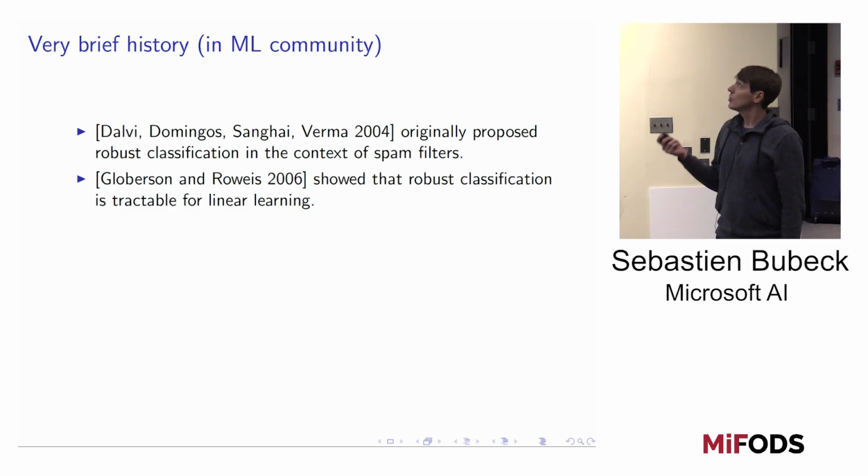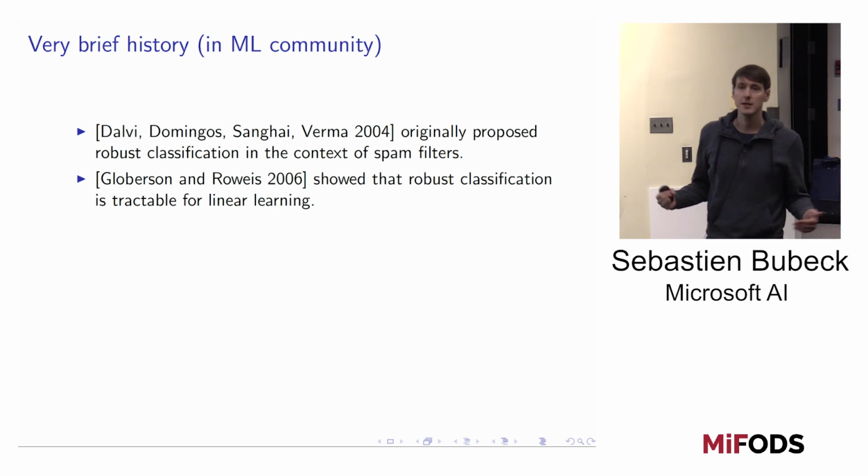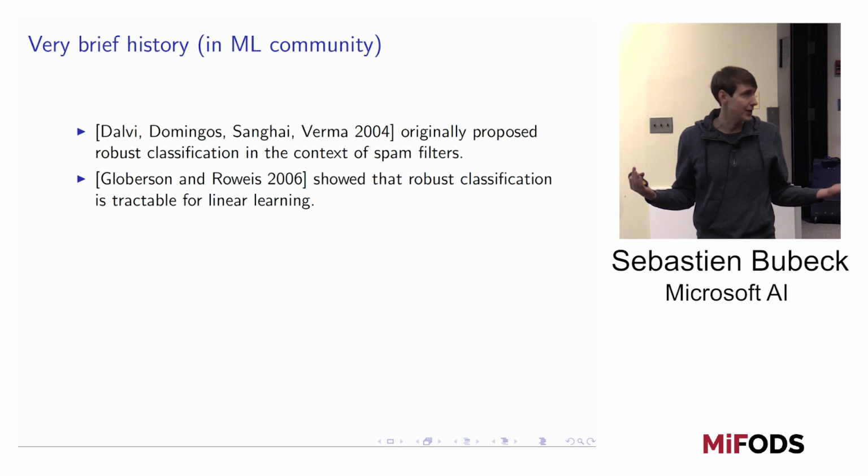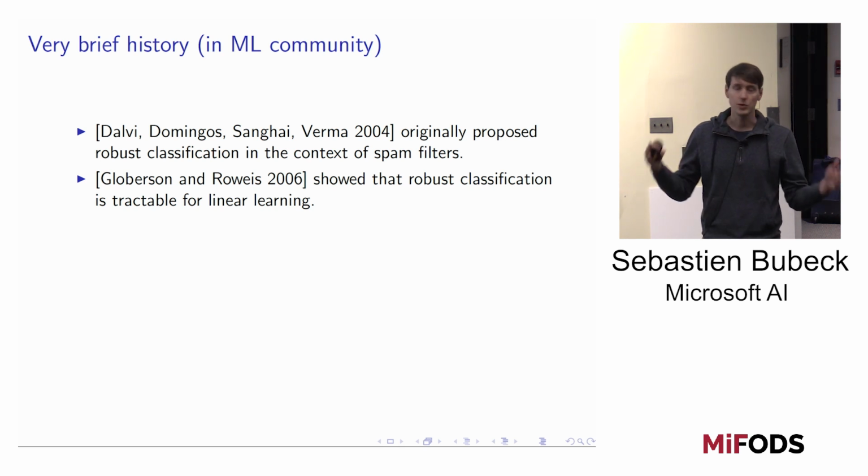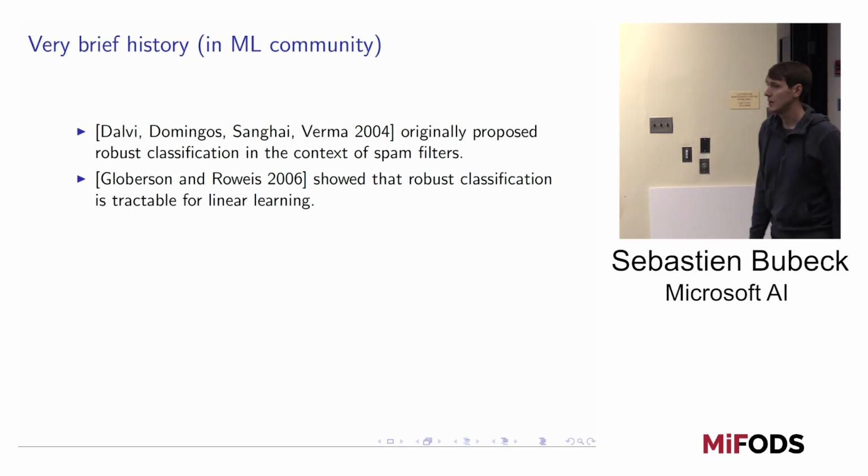And at the time, SVM was the big deal. Everybody was using that, so linear learning. And a couple of years later, Globerson and Roweis showed that, in fact, robust classification in the linear setting is tractable. It's just another convex optimization problem. So you can actually learn the most robust linear classification algorithm.